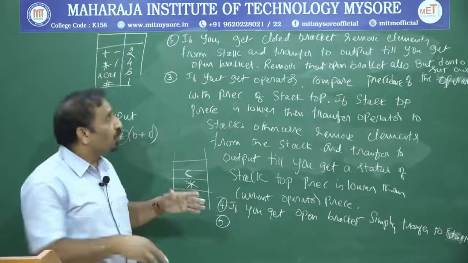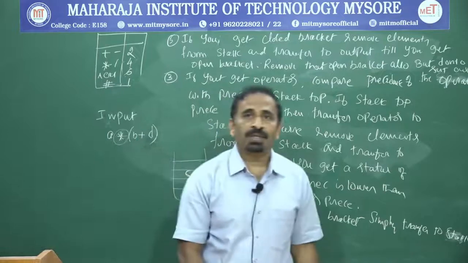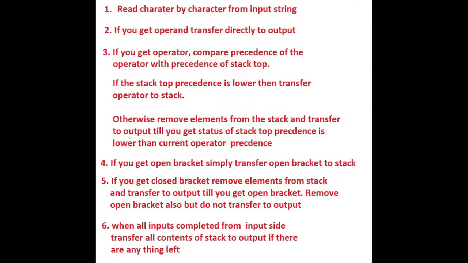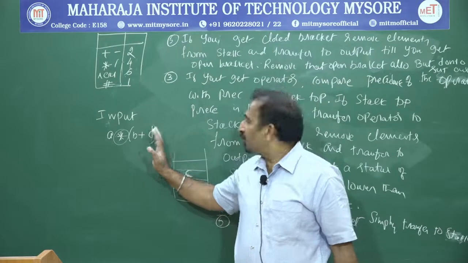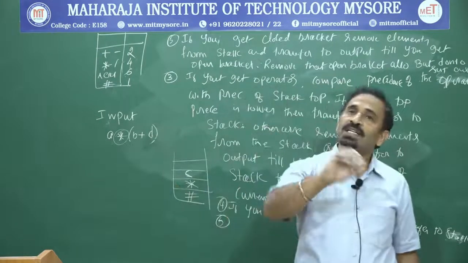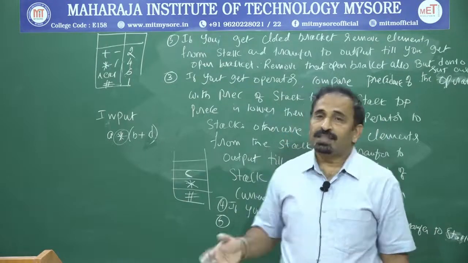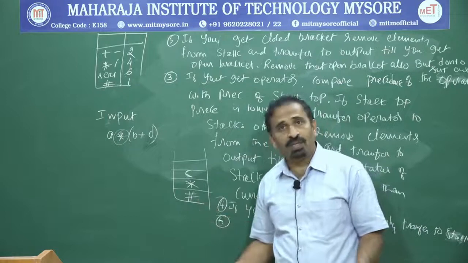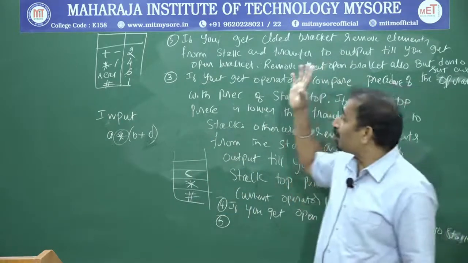Till what time will you be doing all these steps 1, 2, 3, 4, 5? Till input is exhausted, till the input symbols get exhausted. Once input symbols get exhausted, then remove elements from the stack if there is anything left out, and transfer it to output. That also you are supposed to do.